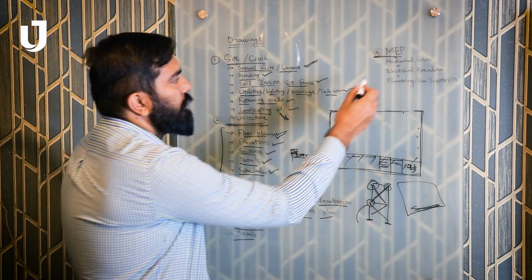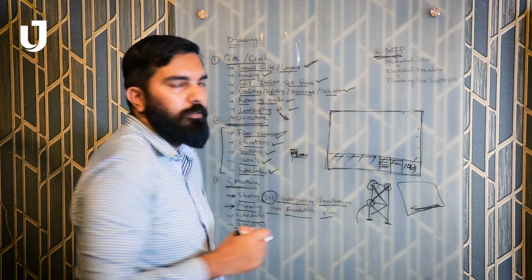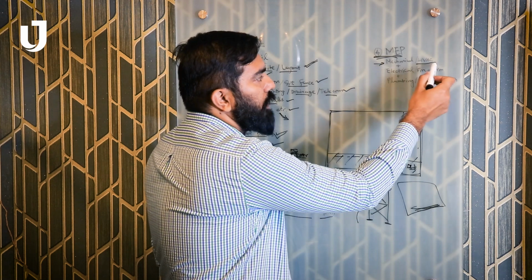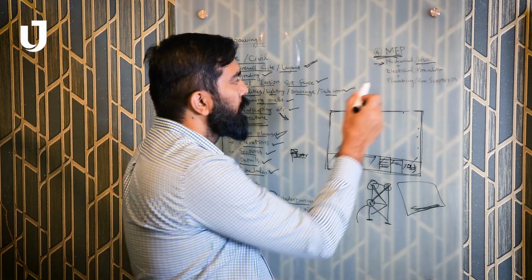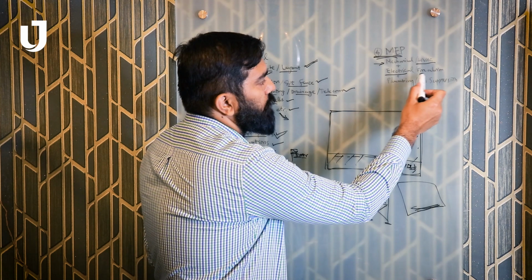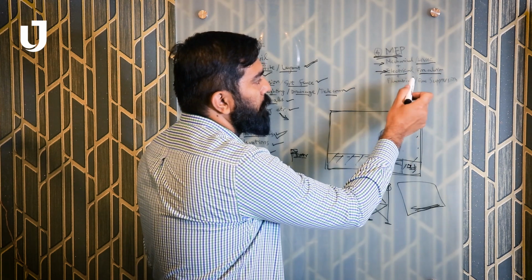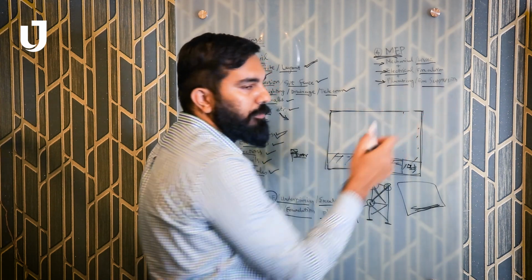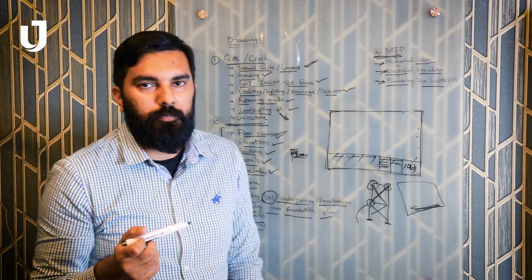Last but not least is the MEP part, the mechanical, electrical, plumbing. In the mechanical part, we have HVAC drawing, heating, ventilation. In electrical, we can have the fire alarm combined in the electrical portion. In the plumbing, we can have the fire suppression, that is sprinkler drawings.